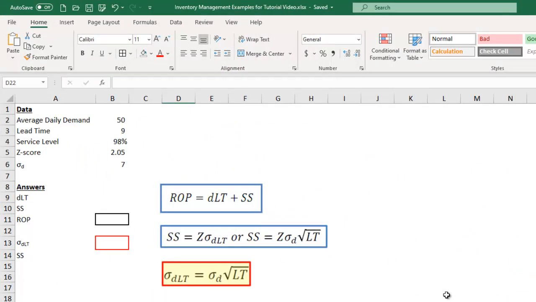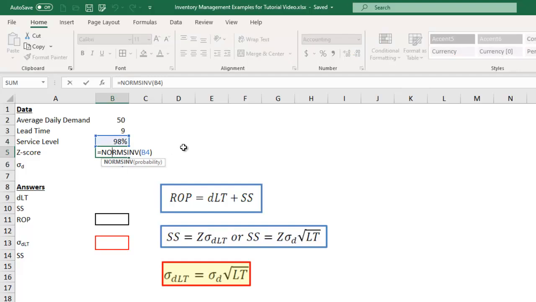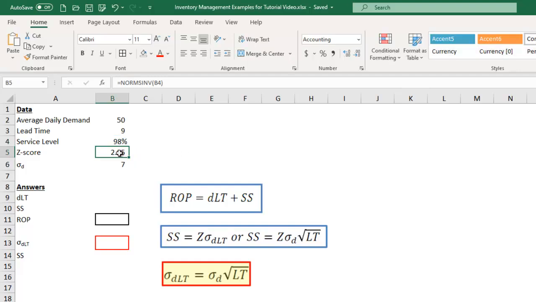Alright, the textbook gives us the following data. We have average demand of 50, lead time of 9 days, desired service level of 98%, meaning we want to have only a 2% chance of stocking out, and we get a z-score from that desired service level of 2.05, and a standard deviation of demand is given as 7.